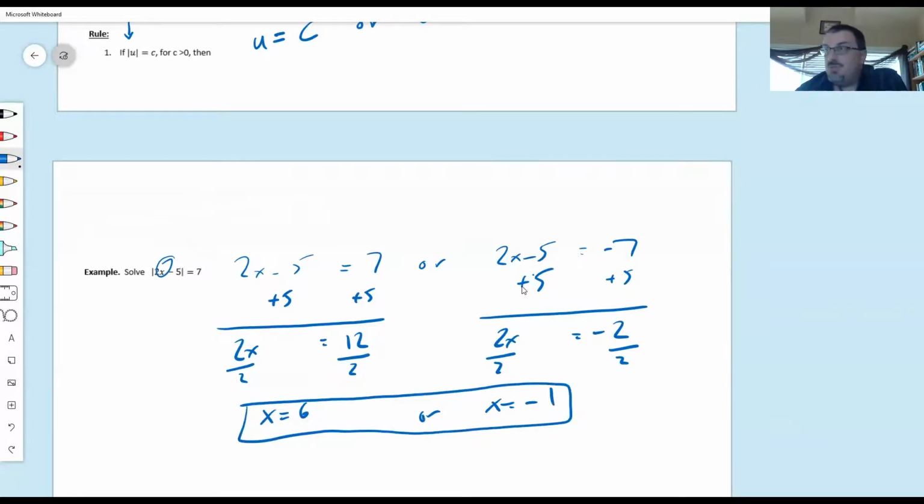Now, sometimes they may ask you for a solution set. A solution set is pretty simple. You can take your two numbers, minus 1 and 6. The order actually doesn't make a difference. That said, select the smaller one first, and you can put these braces around it. So if they're asking for a solution set, this would be the answer.